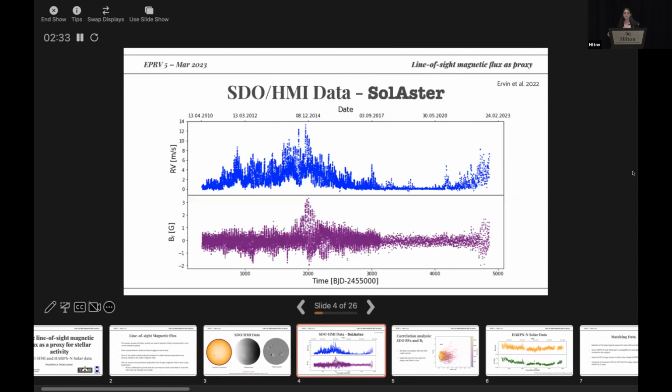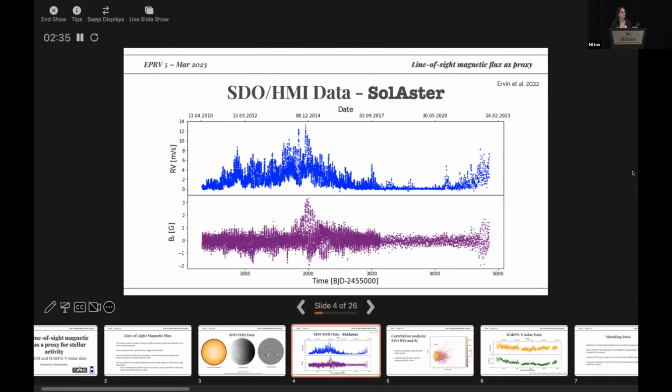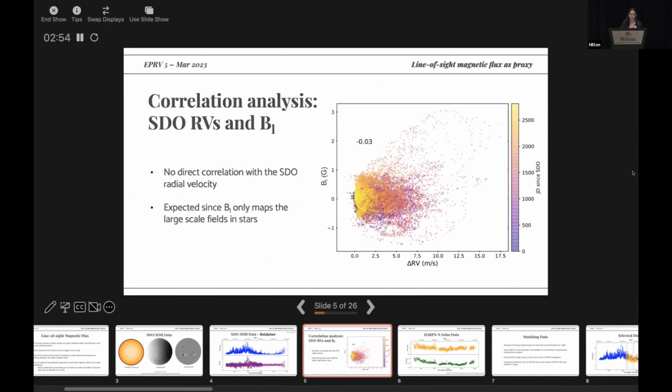By using information from the intensitygram, the Dopplergram, and the magnetogram, and using the SolAster code, we can derive time series of the model radial velocity, shown here on top, and the longitudinal line of sight magnetic flux. Now we have the time series, they look wonderful. The first thing to do to see if we can, and how we can, use the magnetic flux is to check whether they correlate or not. The answer is they absolutely do not.